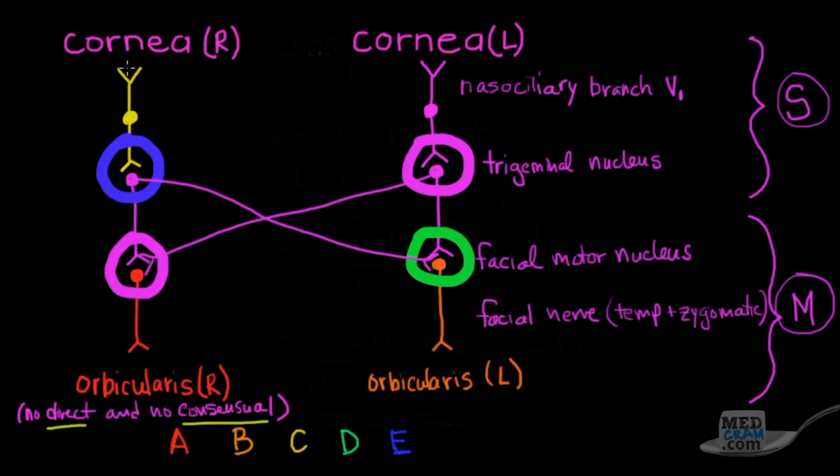We have a stimulation of the cornea, which stimulates the nasociliary branch of V1, or the trigeminal 1 branch. It goes in, hits the trigeminal nucleus. It then splits to the contralateral interneuron and goes to the contralateral facial motor nucleus and to the ipsilateral motor nucleus. And at that point, it then goes straight down on both sides, hitting both orbicularis muscles on the right and on the left. And of course, the same thing happens on the other side. If I were to do it on the left, you would have both eyes closed for the same reason.